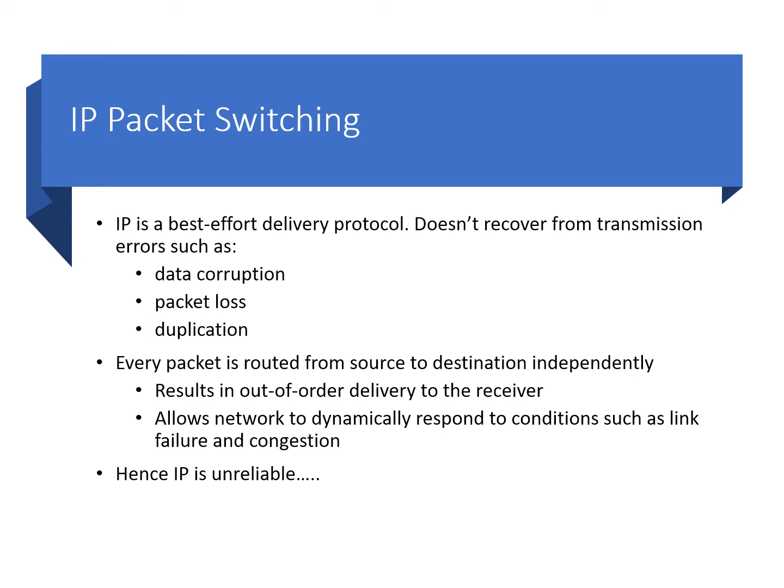This allows the network to dynamically respond to conditions such as network link failure and congestion, and hence is a defining characteristic of the Internet. This does mean, however, that different packets may be delivered to the same destination via different network paths, resulting in out-of-order delivery to the receiver.